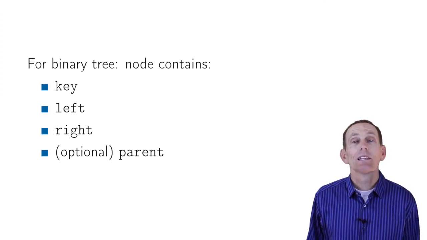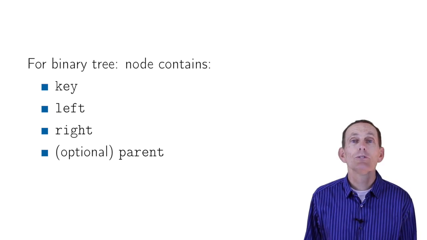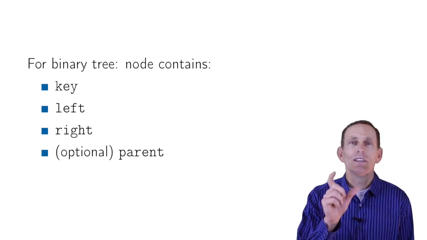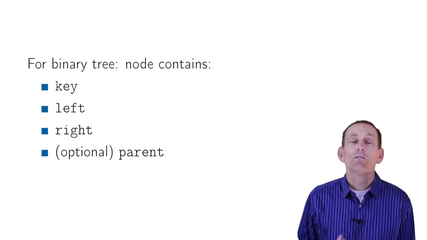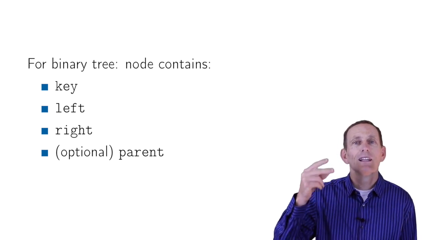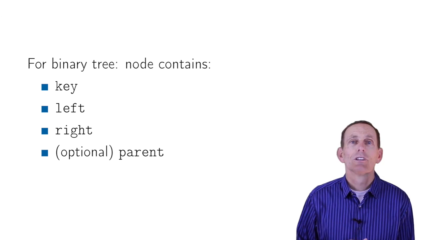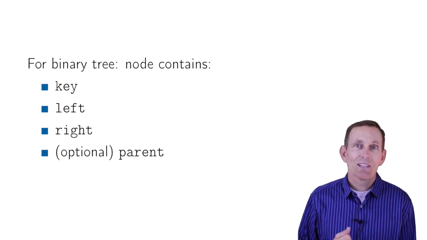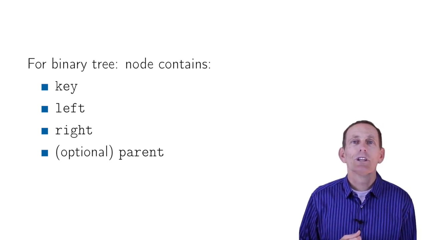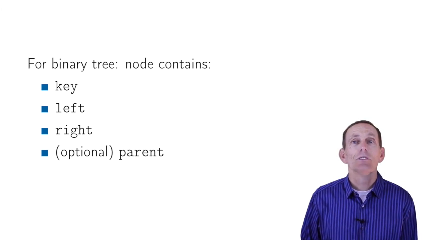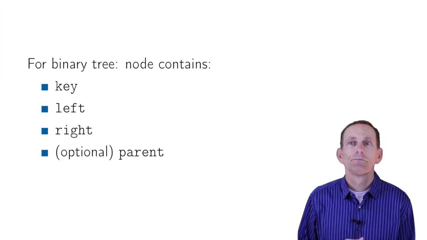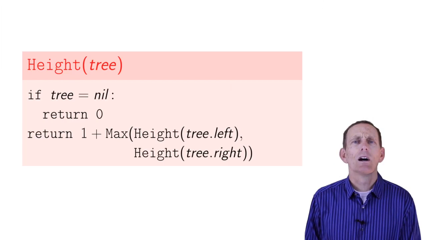Binary trees are very commonly used. So a binary tree has at most two children. Rather than having this general list of children, for a binary tree we normally have an explicit left and right child, either of which can be nil. As with the general form of a tree, you may or may not have a parent pointer. Let's look at a couple of procedures operating on trees.